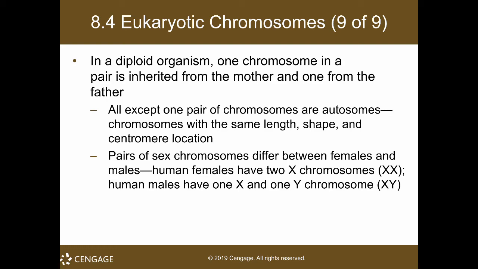In a diploid organism, one chromosome in a pair is inherited from the mother and one from the father. All except one pair of the chromosomes are autosomes. When we say autosomes, these are chromosomes having the same length, shape, and centromere location. The remaining pair of chromosomes is called the sex chromosomes because they give us the difference between males and females. Females have two X chromosomes, while human males have an X and a Y chromosome. That is for humans. When we talk about frogs, it's a different matter. When we talk about birds, it's a different matter.